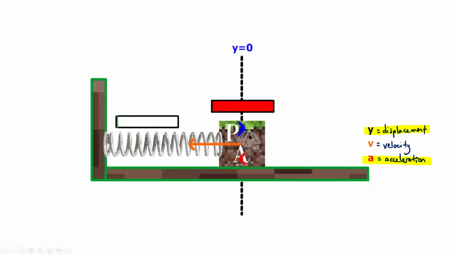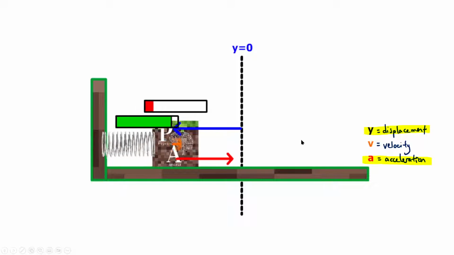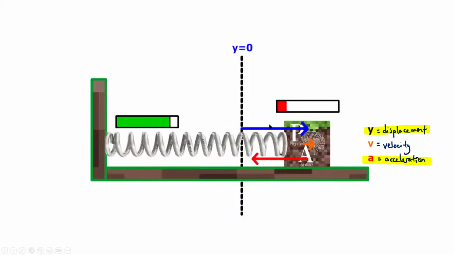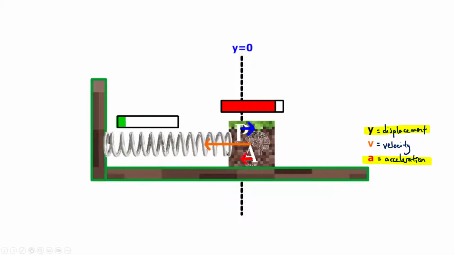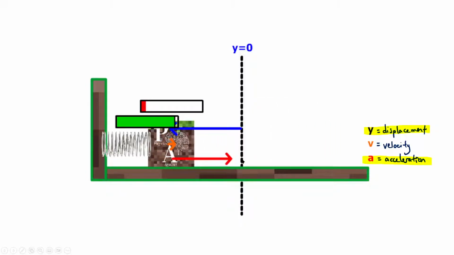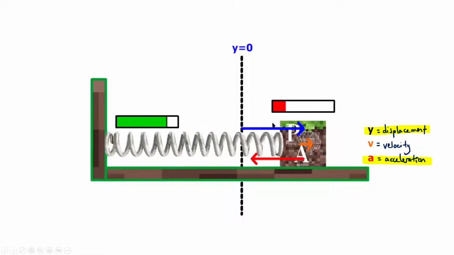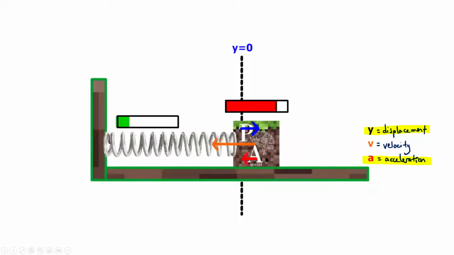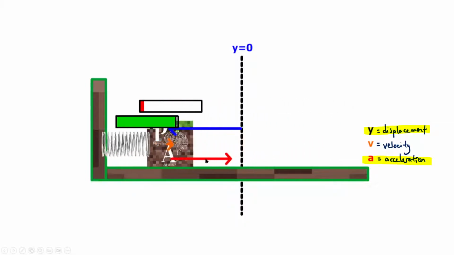Anyway, look carefully. Compare between the displacement and acceleration. What do you see? When the blue line becomes zero, the red line also becomes zero, isn't it? Correct or not? Yes, sir. When the blue line increases in length, the red line also increases in length. You see that? When the blue line becomes longer, the red line also becomes longer. Do you see that?